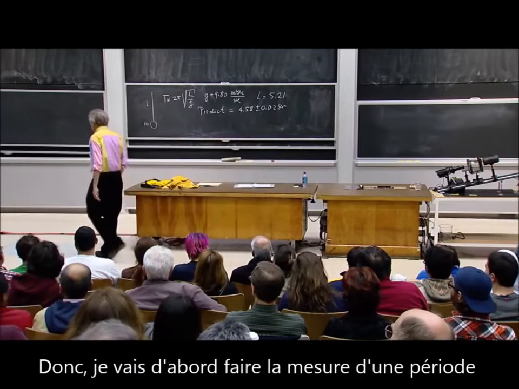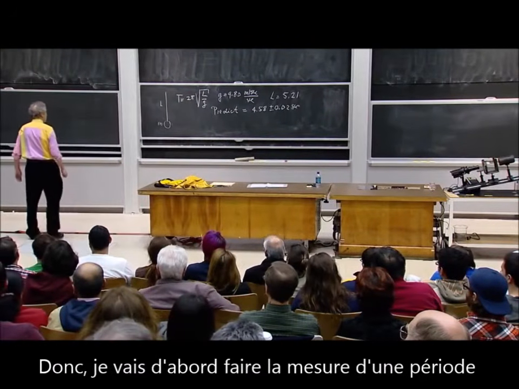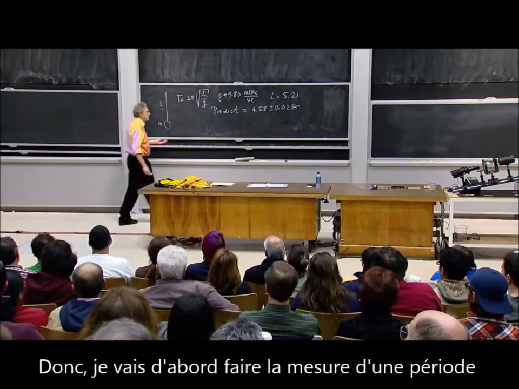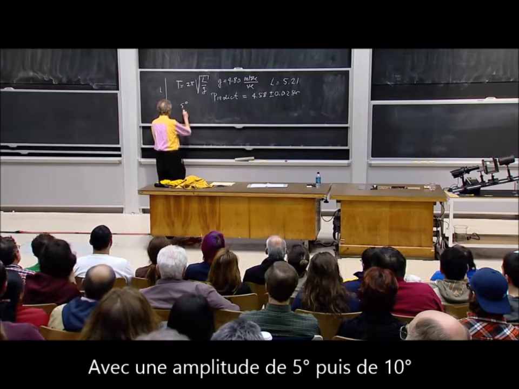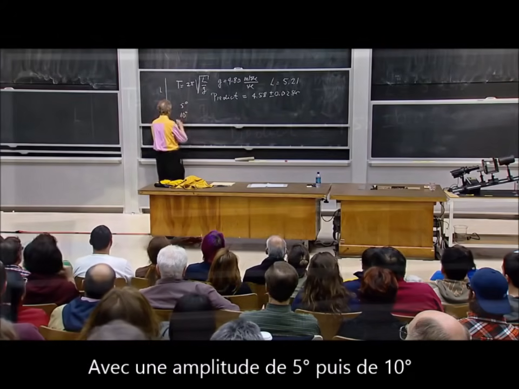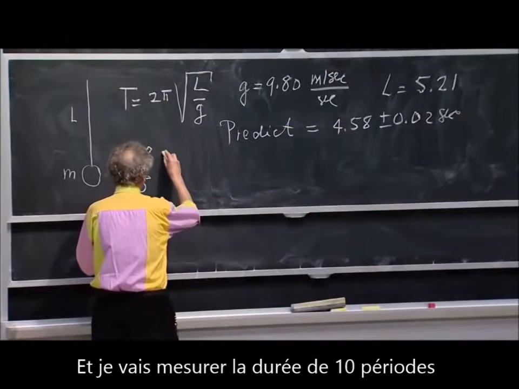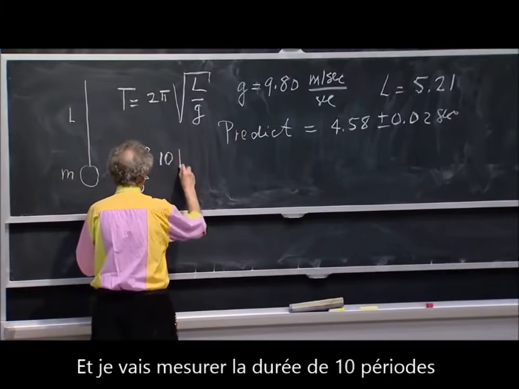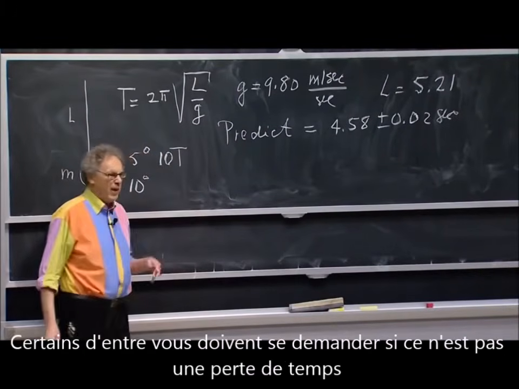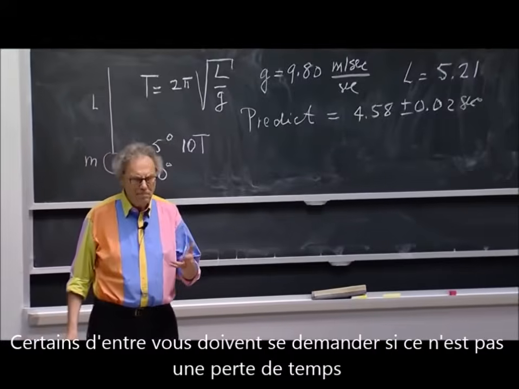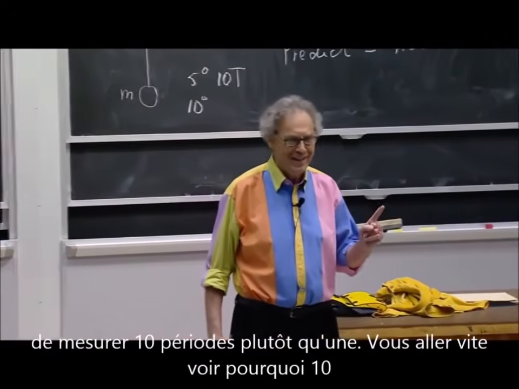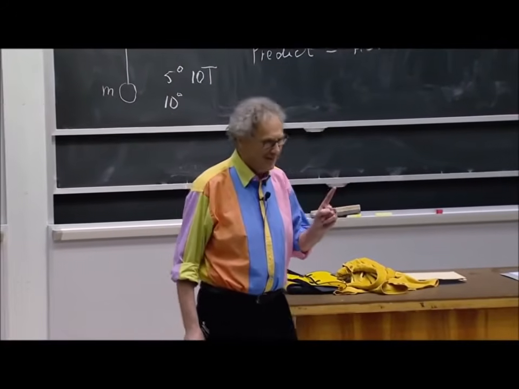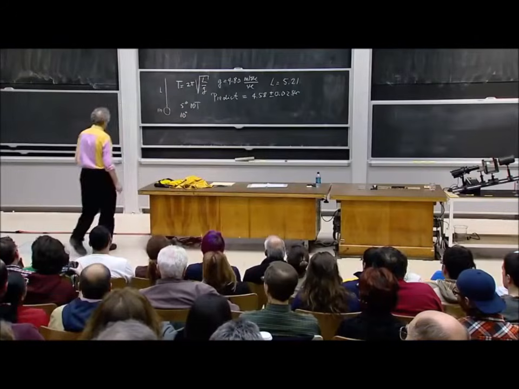So, I'm going to first make a period measurement at 5 degrees, and then a 10 degrees amplitude. And I'm going to measure 10 periods, not one. Some of you may think, well, isn't that a waste of time to do 10 periods if you can get away with one? You will very quickly see why it is 10. You will see that.